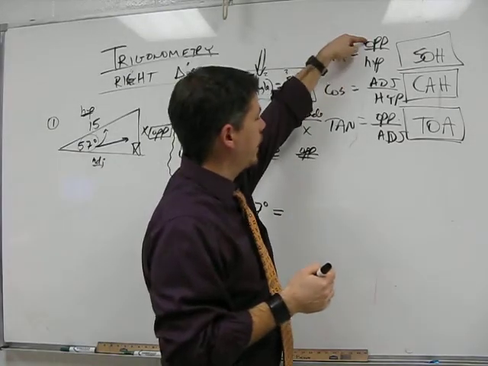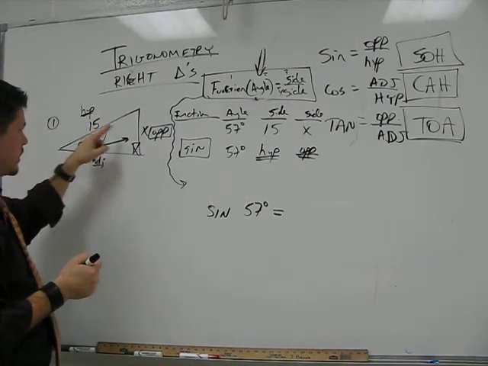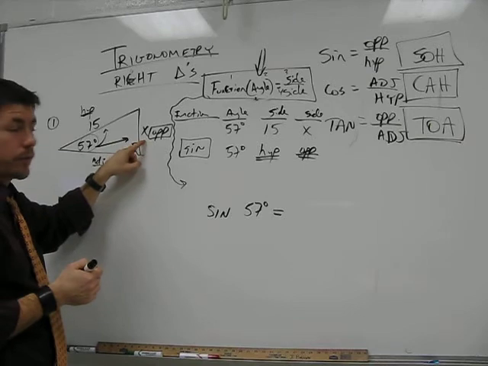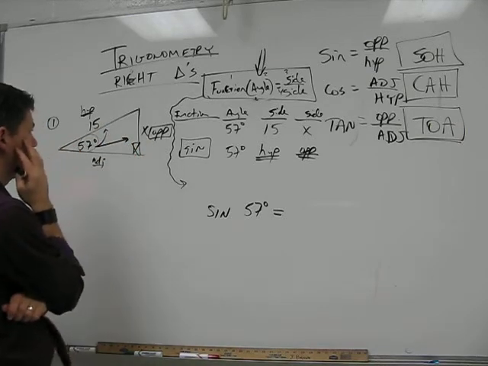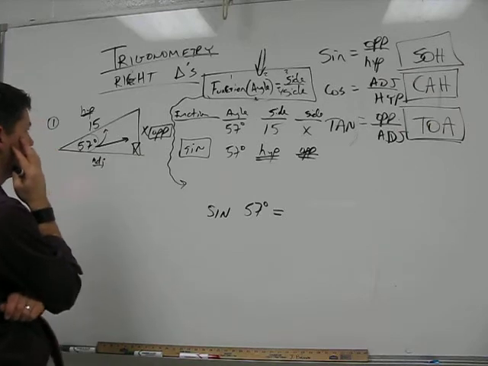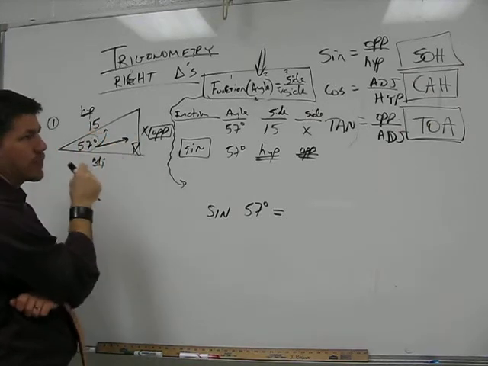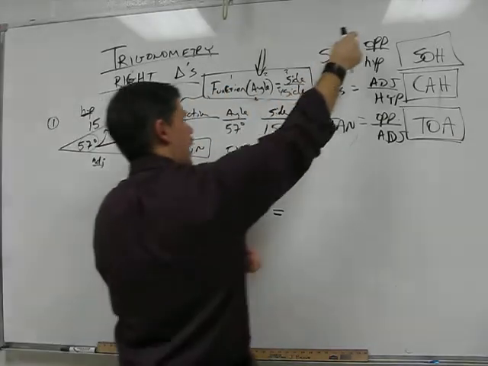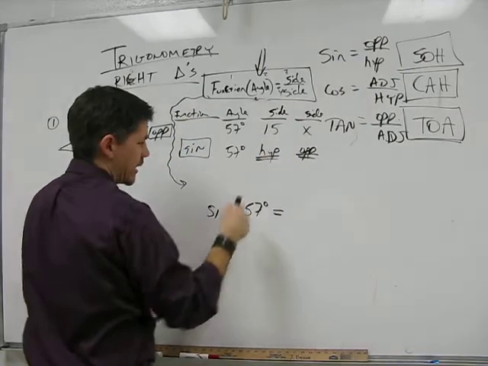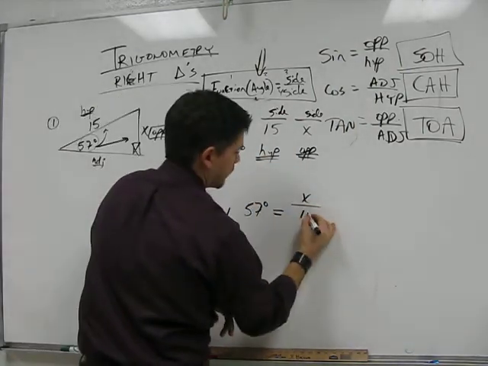Now, you look over here. Sine is angle opposite over hypotenuse. So, is it going to be 15 over X or is it going to be X over 15? You got to choose. That's right. It's X over 15. Why? Because sine is opposite over hypotenuse: opposite X over hypotenuse 15.